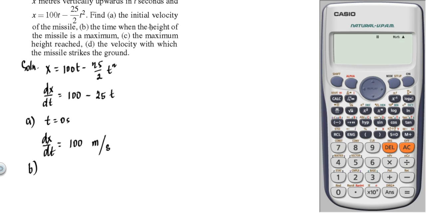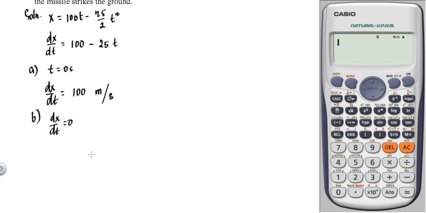So, the height will be maximum only if the velocity is 0. So, we have 100 minus 25 times time, and here we put the 0. Then we solve for time. What is time? Equal to 100 over 25 or 4 seconds. What's the answer? Here.